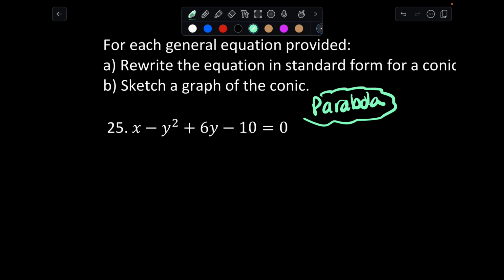Now, do I know the vertex based on this form? No. Do I know which way it's opening up? Kind of, because I can see that my y is maybe going to be negative, but we need to get it into standard form in order to see what's going on. All right, so the first step for a parabola is that we want to separate the variables. I'm going to get all the y's on one side, and then the x and the constant on the other side. So we'll have x minus 10, and then I'm going to add y squared to the right side and subtract 6y.